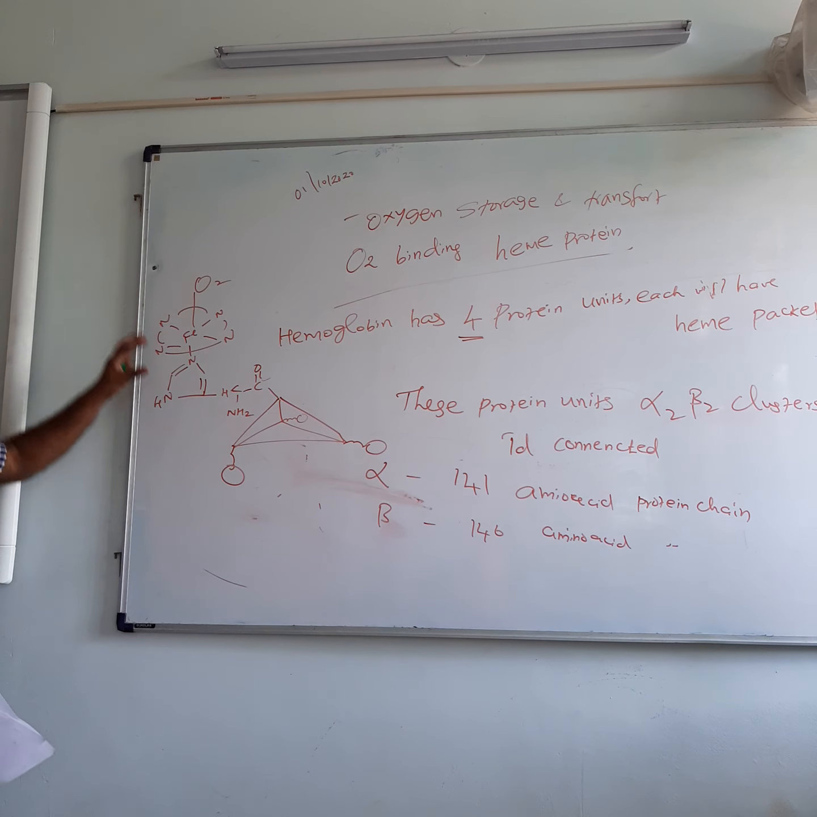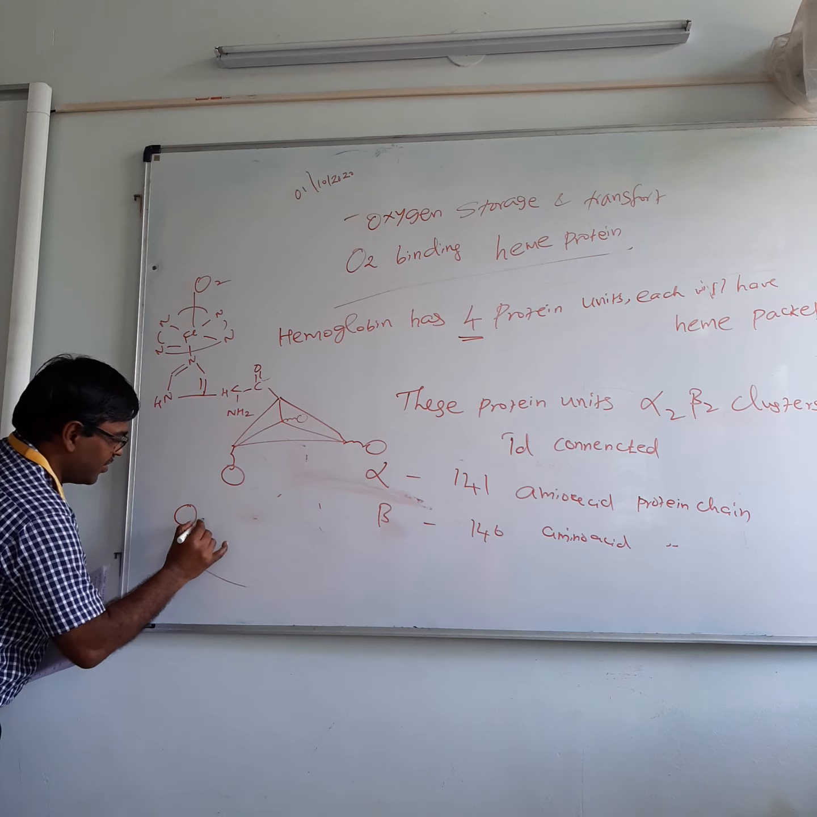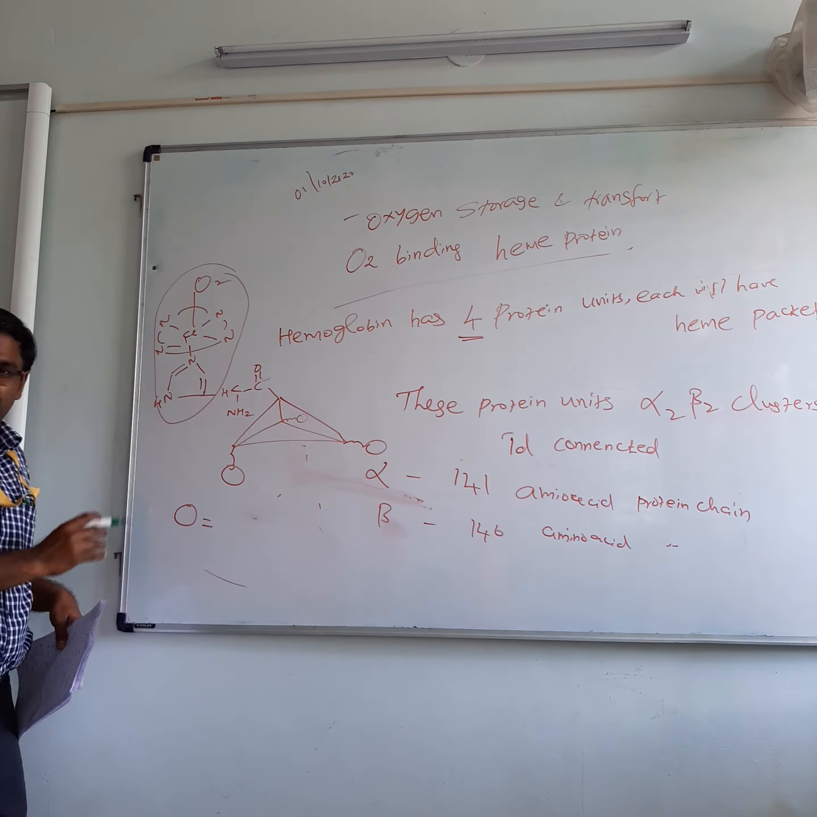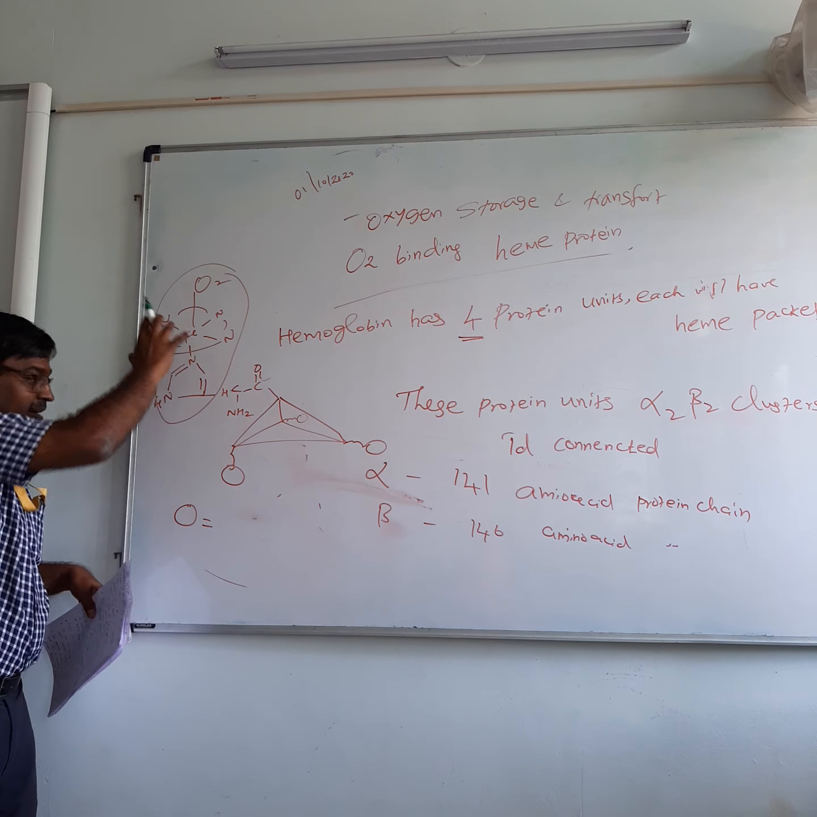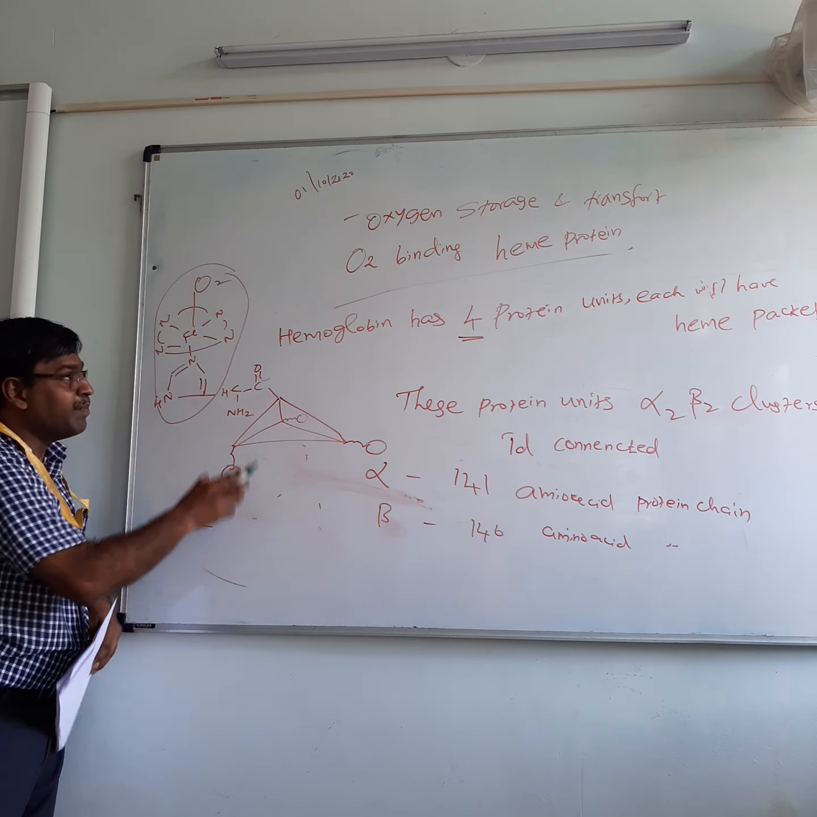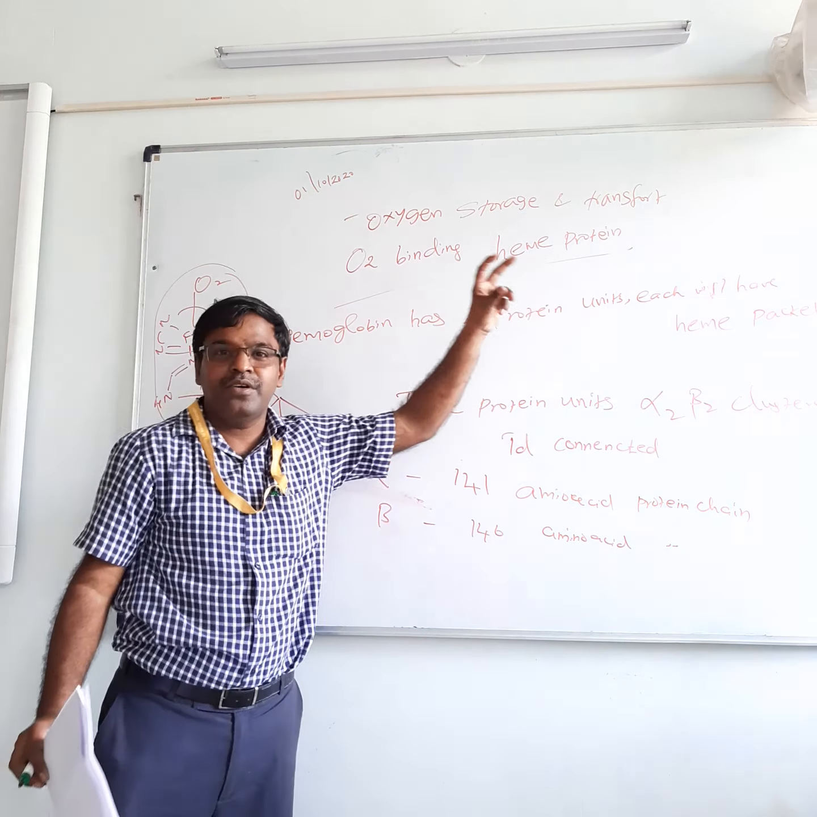So this is how the unit is. See, the residue will be like this. The circle is representing this unit. That is a heme pocket. So each protein will end up with a heme pocket. That means hemoglobin has four protein units and each has a heme pocket.